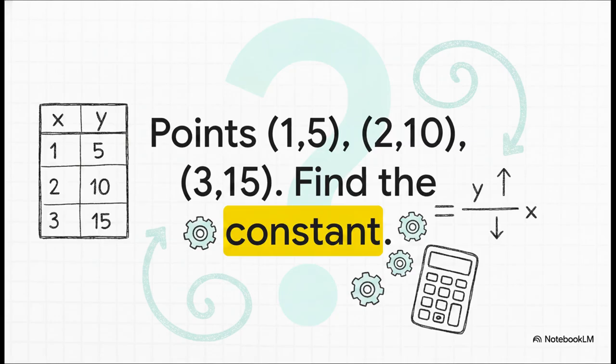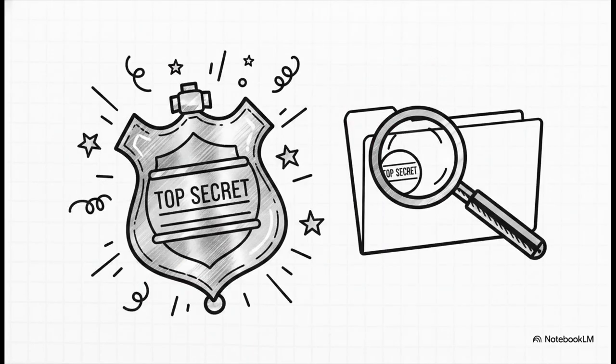I'm going to pause for just a second so you can think. Remember our secret tool? Divide the output y by the input x. Did you get it? Well, if you divide 5 by 1, you get 5. Divide 10 by 2, you also get 5. And 15 divided by 3? Yep, still 5. So our constant of proportionality, k, equals 5. And if we wanted to translate that into an equation, it beautifully becomes y equals 5x.